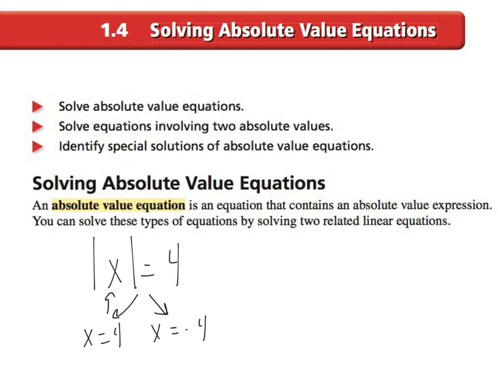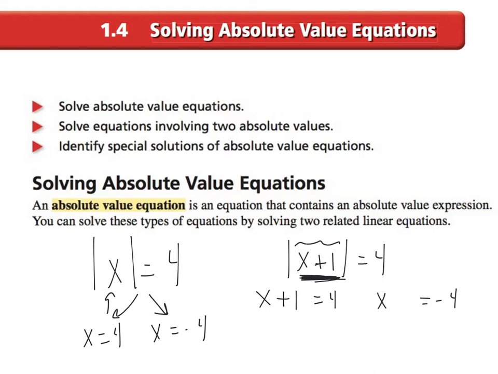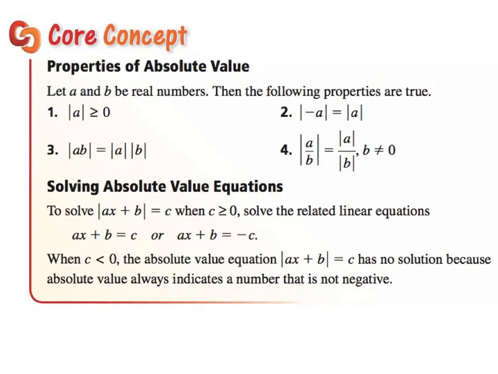The same thing is true if I do something like this. The absolute value of x plus 1 equals 4. Well, I know that this whole thing, the x plus 1, has to be either 4 or negative 4. So the expression x plus 1 has to equal 4 or negative 4. Notice that I wrote two separate equations. That's the process that you're going to take to solve absolute value equations. Here is your core concept. Here it is.